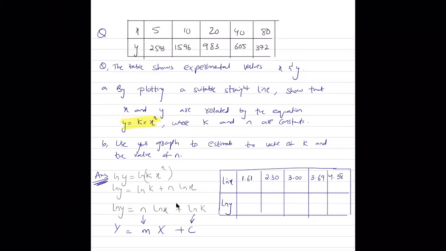Now for the y values, ln of 2593 is 7.86. Then 7.38. Then 6.89. Then 6.41. And 5.92.